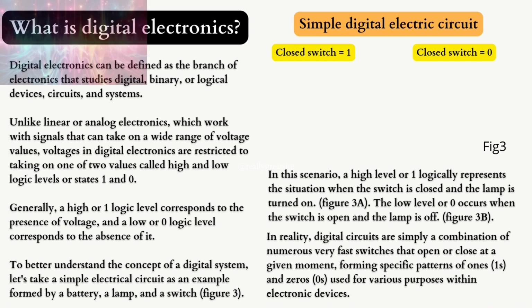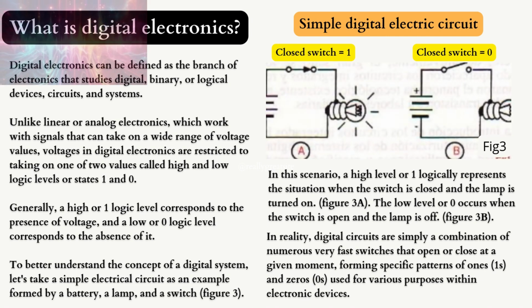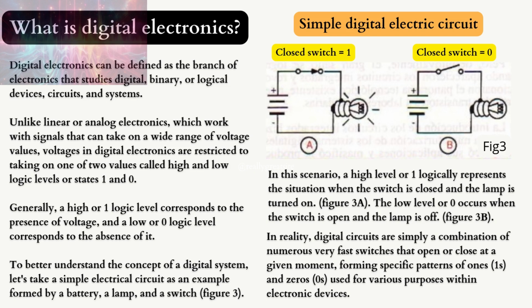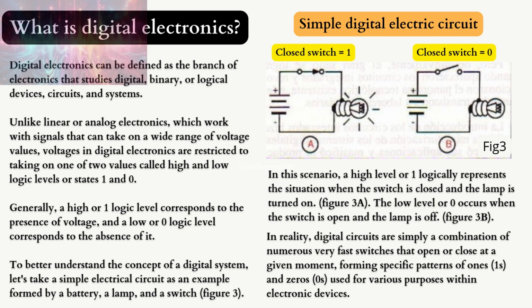What is digital electronics? Digital electronics can be defined as the branch of electronics that studies digital, binary, or logical devices, circuits, and systems. Unlike linear or analog electronics, which work with signals that can take on a wide range of voltage values, voltages in digital electronics are restricted to taking on one of two values called high and low logic levels or states, 1 and 0.